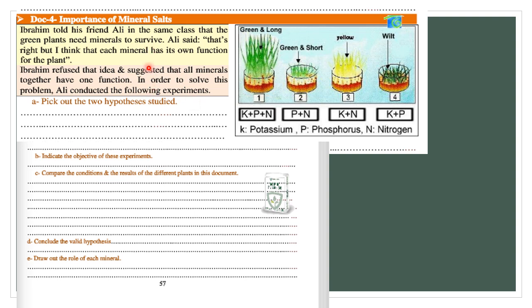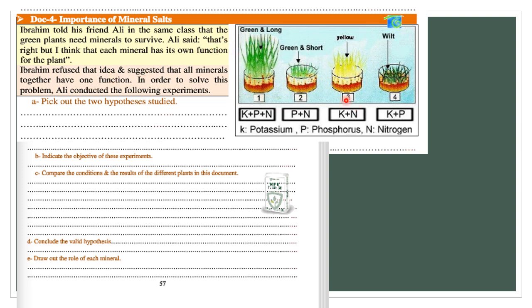So we have two hypotheses here. Ali's hypothesis, that each mineral has its own function for the plant, and Ibrahim's hypothesis, where all minerals together have one function. So in order to determine whether each mineral has its own function or all together have one function, they conduct the following experiment.